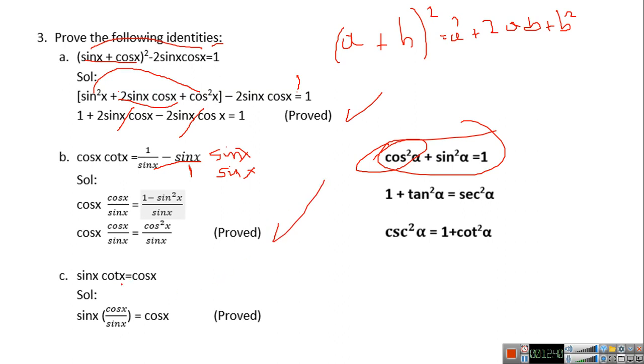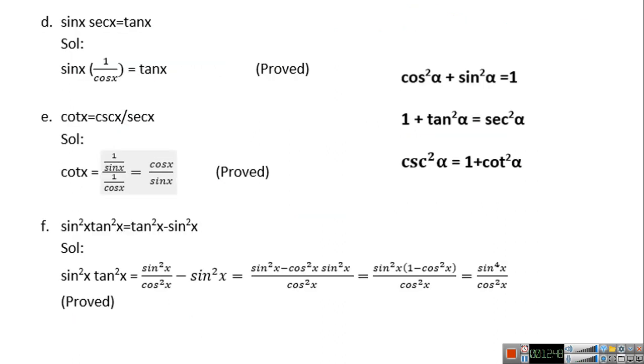Now I want to show this one. Cotangent x is cosine x over sine x. Sine and sine cancel out, so cosine x equals cosine x. It's also proved. Secant is 1 over cosine. Okay, so I have sine over cosine, which is tangent x, 100% it's true.